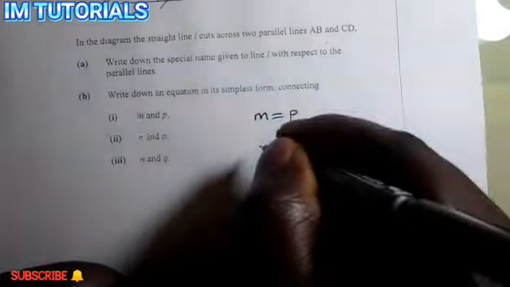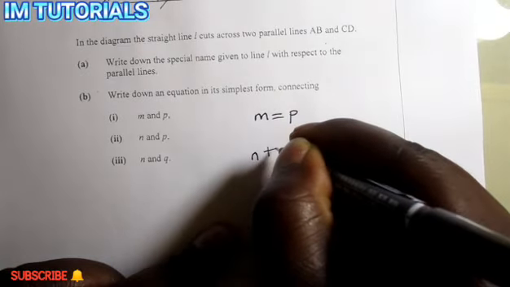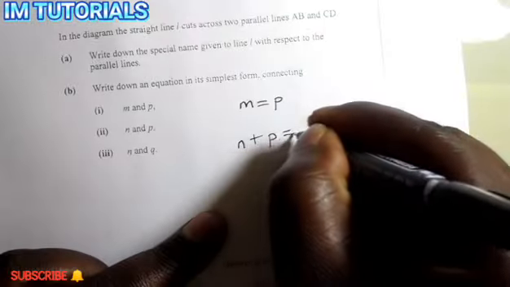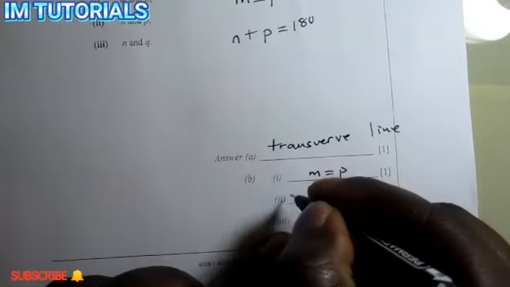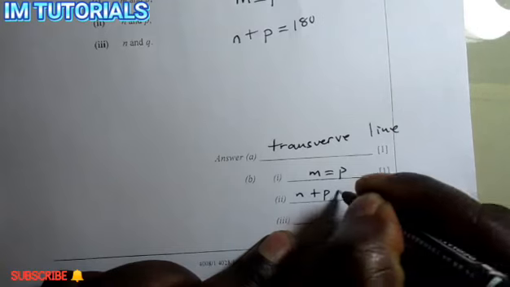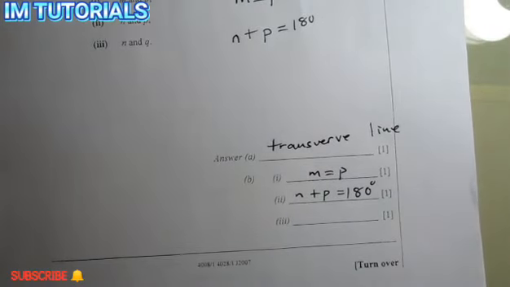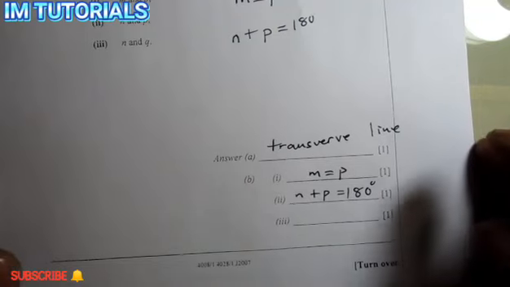So I'm going to write my equation as follows. N plus P. Since N and P are allied angles, they must add to 180. So N plus P is equal to 180 degrees. Then you get yourself another mark. We move on to the last one.